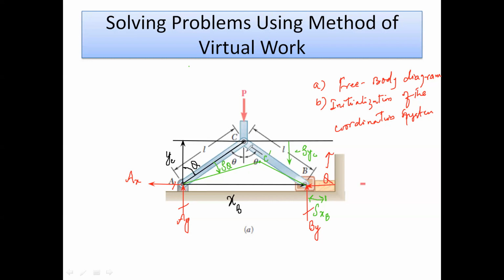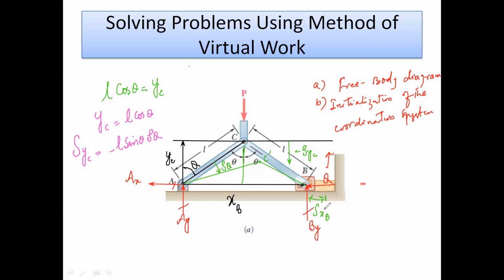First of all, we'll write this YC. Using the geometry, YC is equal to L cos theta. Differentiating it virtually, del YC is equal to minus L sine theta times the virtual displacement del theta. Del theta is also a virtual angular displacement.